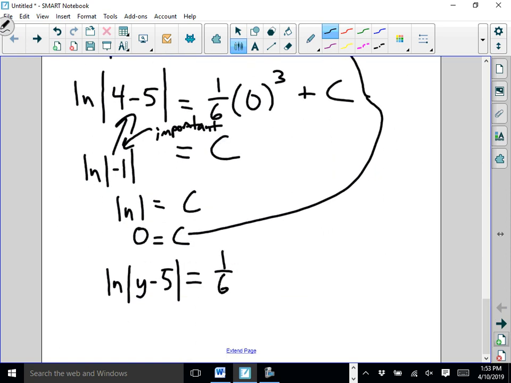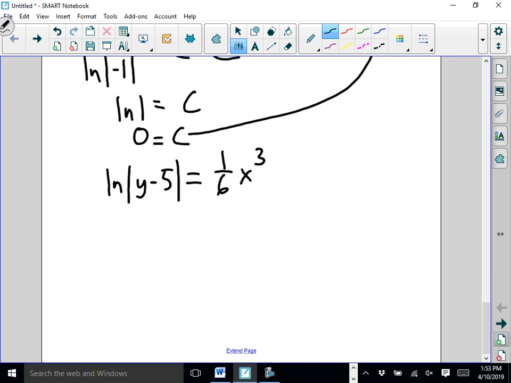And I can write plus 0 if you want, or you can just write nothing, because plus 0 and writing nothing are the same thing. Okay? So next, we don't have to get rid of the negative like we did last time, so I can go straight to my e. I've got |y - 5| equals e to the 1/6 x cubed.